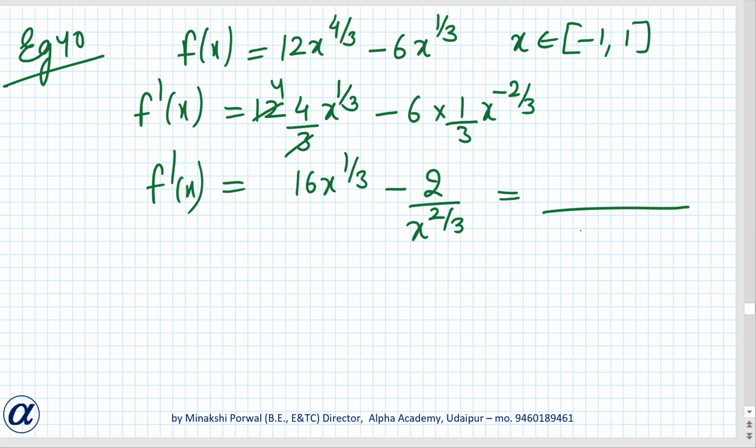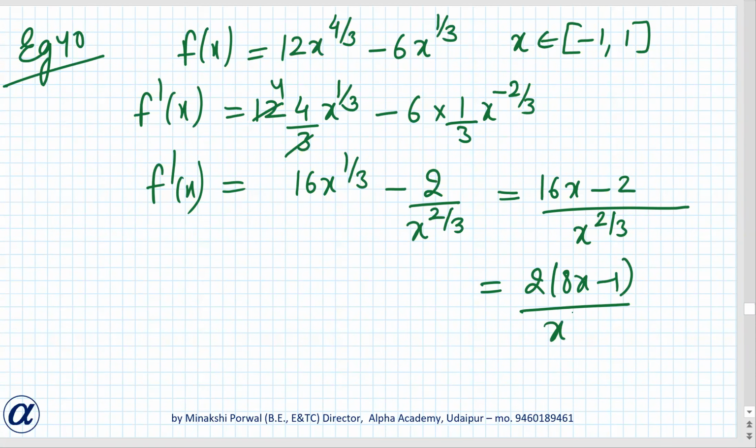If we take the LCM, it will be x to the power 2 by 3. So it is 16x minus 2, or 2 into (8x minus 1) upon x to the power 2 by 3. When we put f dash x equals 0, we get x equals 1 by 8. Plus, if we observe this function, at x equals 0 also, the function does not exist. At x equals 0, 2 by 0 will be infinite. So f dash x will not exist. So another critical point will be x equals 0. So these are the two critical points.